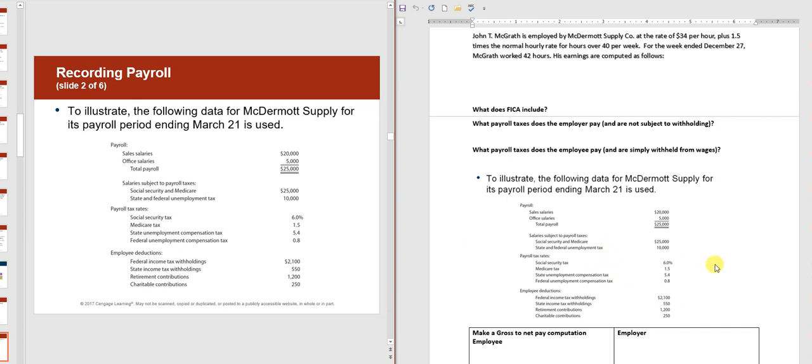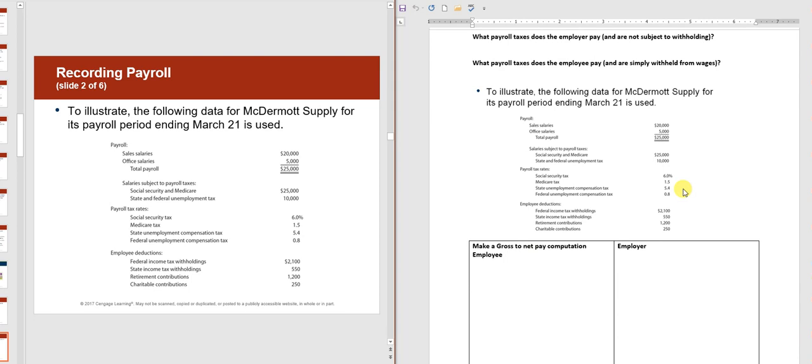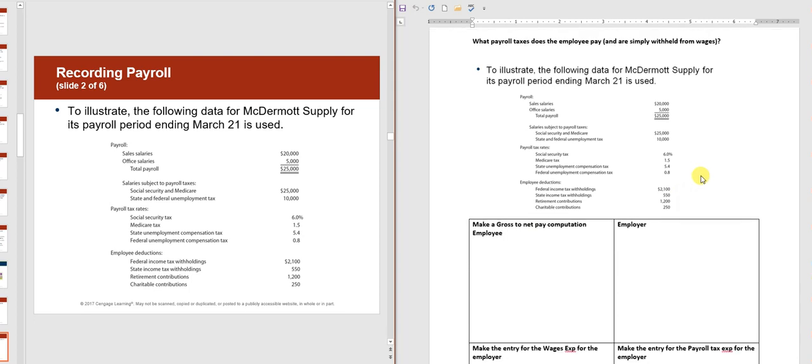Okay, so this is the one that you have on your handout. Okay, so the first thing, I've inserted a slide. Basically, what I want you to do is go down from gross to net pay. So I've done it on this next slide.